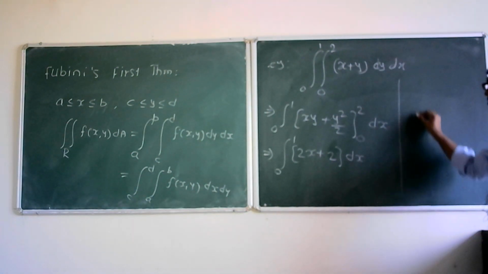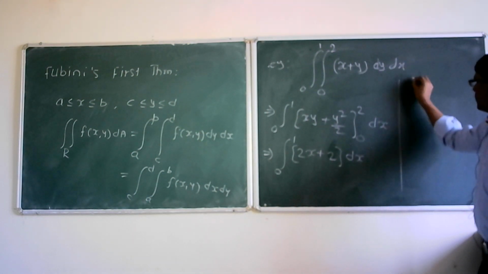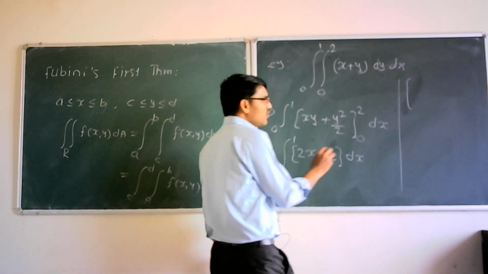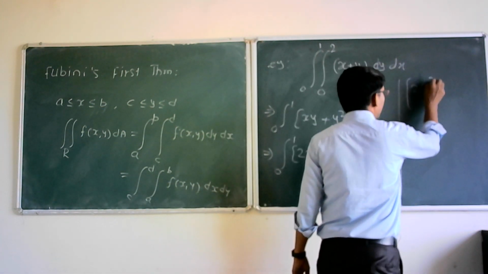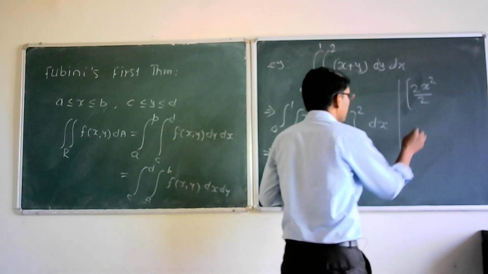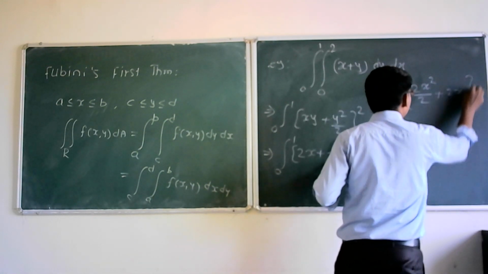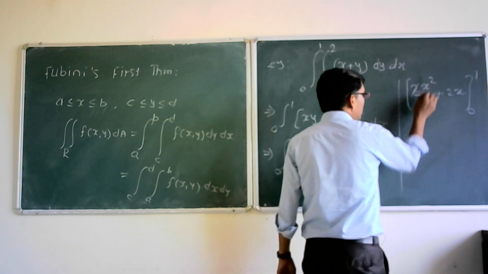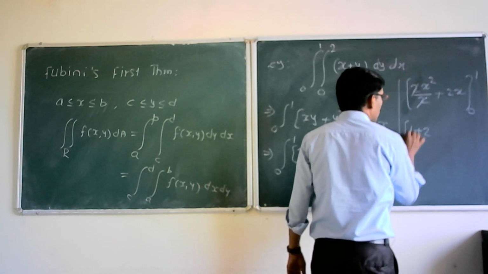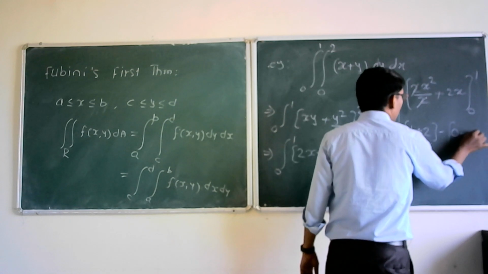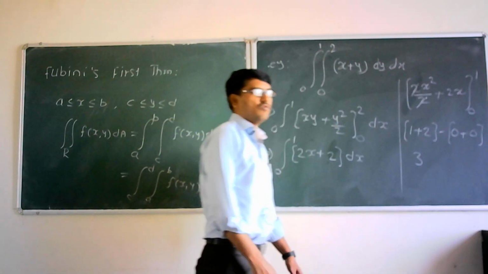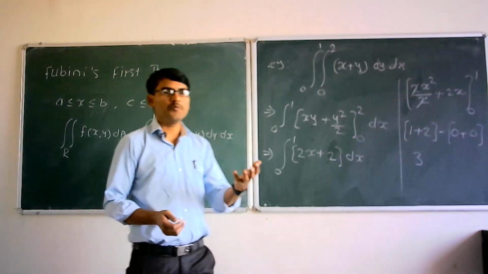So to integrate with respect to x, what is the integration of twice x? Integration of twice x is equal to 2 times x square by 2. And the integration of 2 is twice x, and the limit is from 0 to 1. If you observe, this 2 will get cancelled here, and it is 1 plus 2. If we put the upper limit, for lower limit it will be again 0. So what is the answer? Answer is equal to 3. So this is what the Fubini's first theorem says.